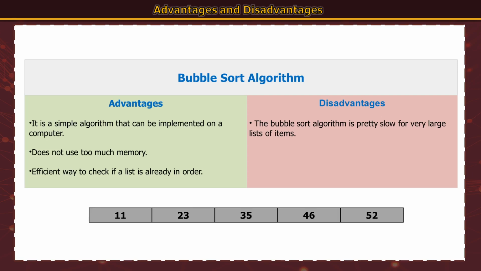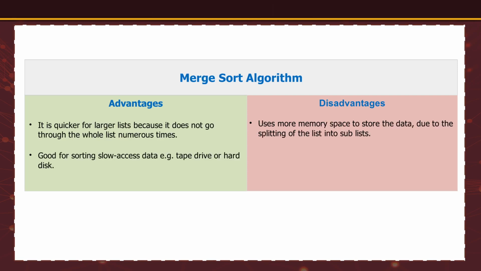The key disadvantage of the bubble sort is it's pretty slow on large lists. It takes a very long time. So let's compare that to the merge sort. The merge sort is quick for large lists because it doesn't compare the whole list. It doesn't have to go through it numerous times. Okay? It's good for sorting slow access data, such as data on a tape or a hard drive, but the key disadvantage of the merge sort is it uses more memory to store the data due to the fact that it's splitting the list into sublists.